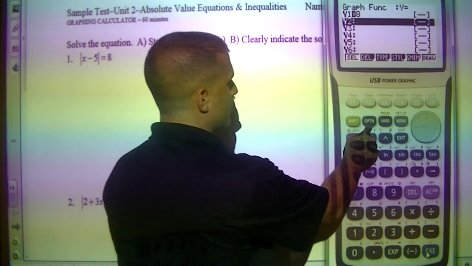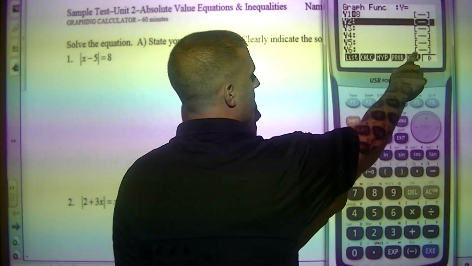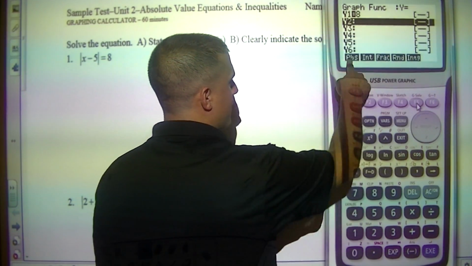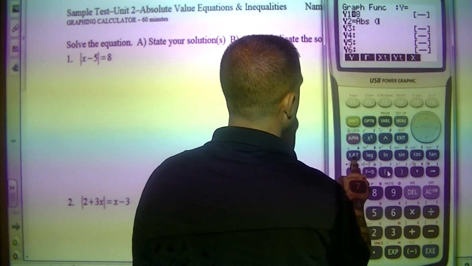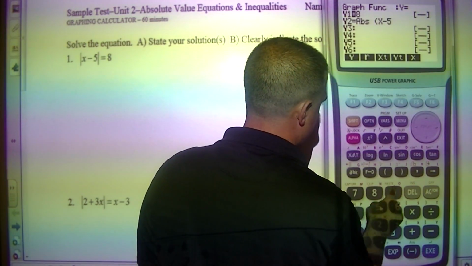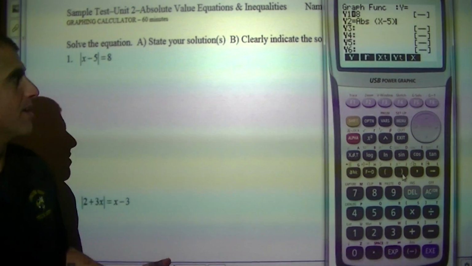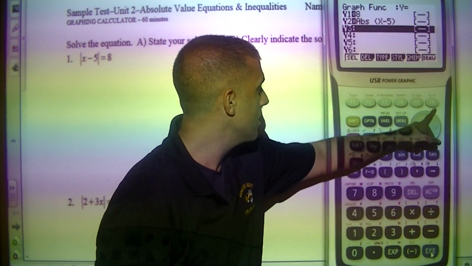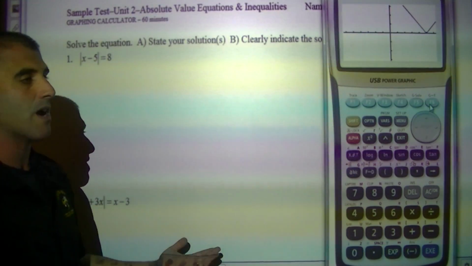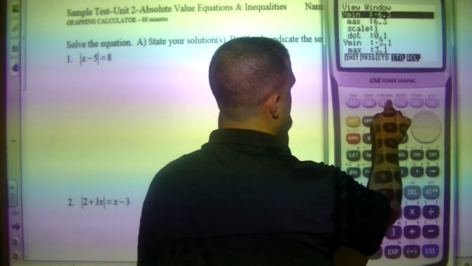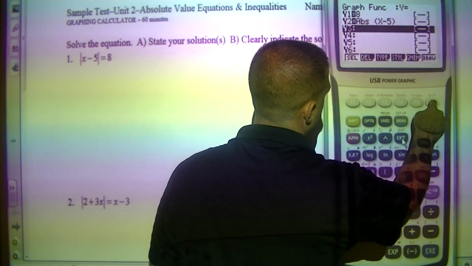Now how do you get the absolute value? Option, num, which is F5, and ABS. And make sure you put parentheses, because if you don't put parentheses around it, it will calculate it differently. I hit execute and draw. Now, as you can see, my graph's all kinds of messed up. So I'm going to do F3, F3, exit, draw.